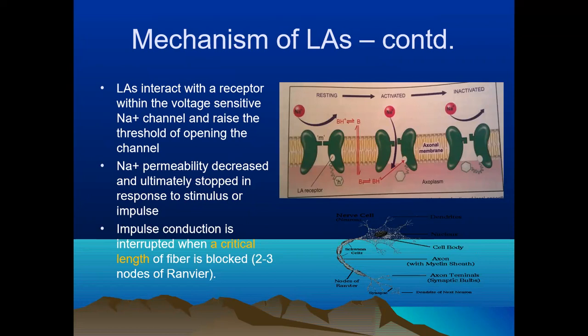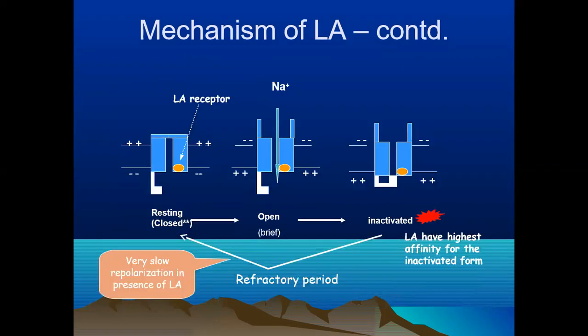So you can see this is a nerve cell. You can see the axon, the membrane, the Schwann cells, and then the nerve. You can see how this takes place. For you to understand this, you need to understand the sodium channel well.